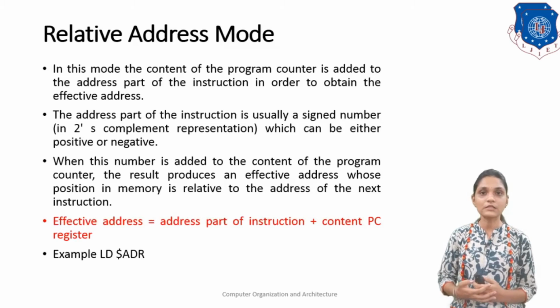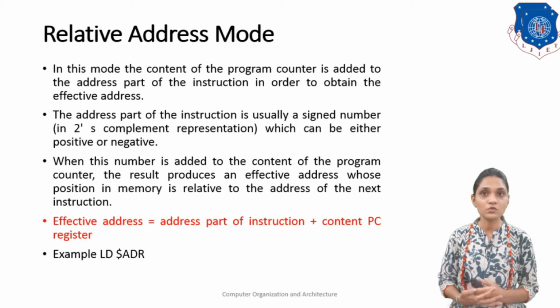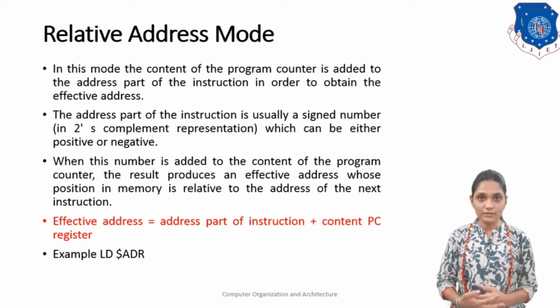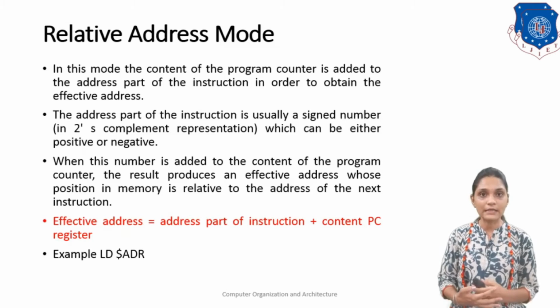We can represent this like this: LD $ADR. Here the $ sign indicates that you have used the relative addressing mode. To find out the actual address, you have to add ADR and the program counter's content, and it will produce your effective address, and from that location the content is accessed and stored into the accumulator in this LD instruction. So in this way we can use this relative addressing mode.